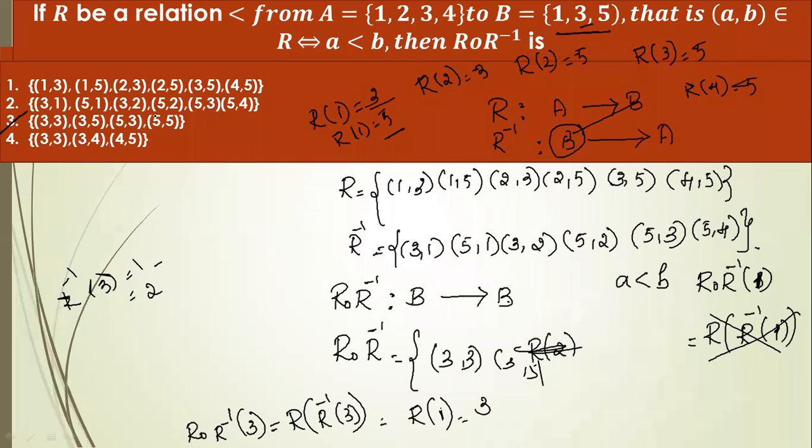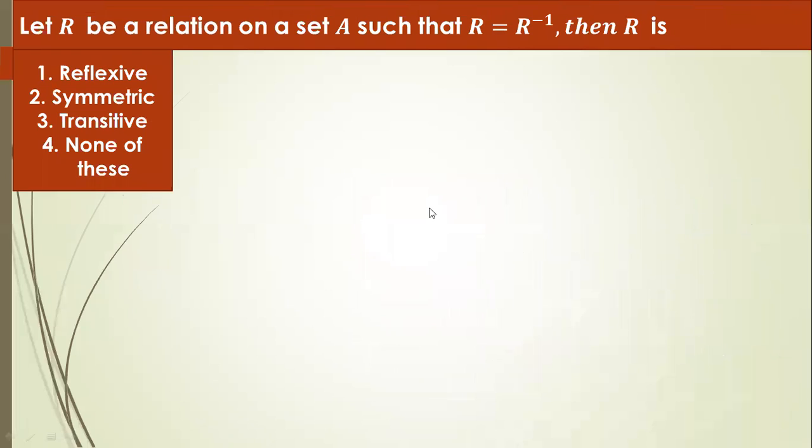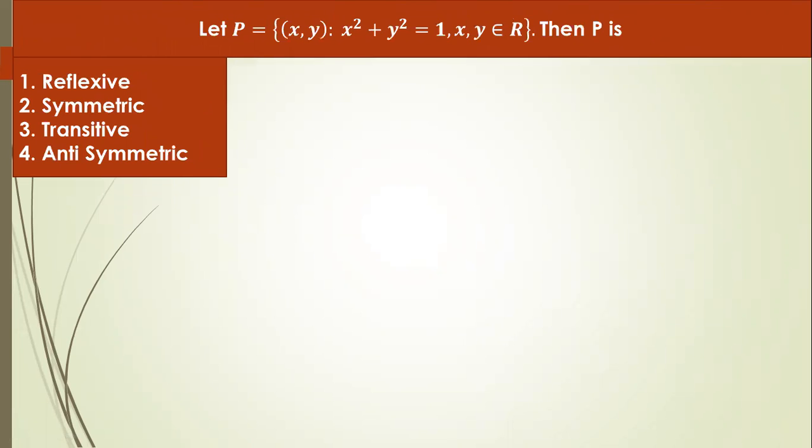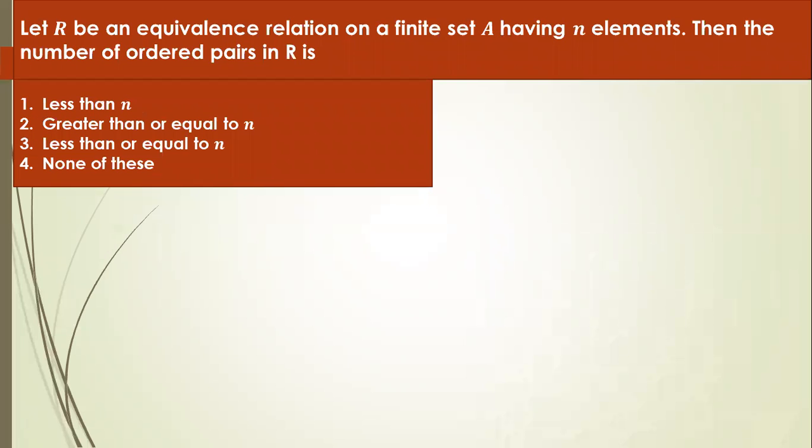Okay. Is it clear, students? Yes? Okay. I'll give one more question. After that, take it as homework. Let R be a relation on a set A such that R is equal to R inverse. Then what is R? Take this as homework, students. And this also. And this. Take these 3 questions as homework. Okay, we'll stop here. We'll meet in the next class.